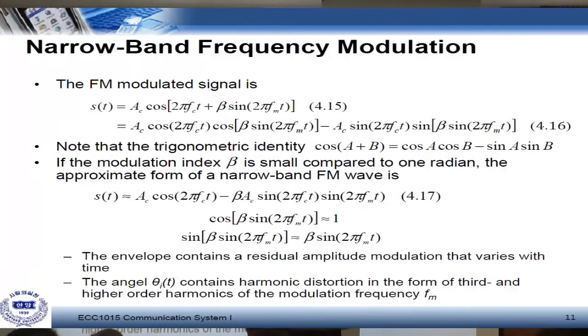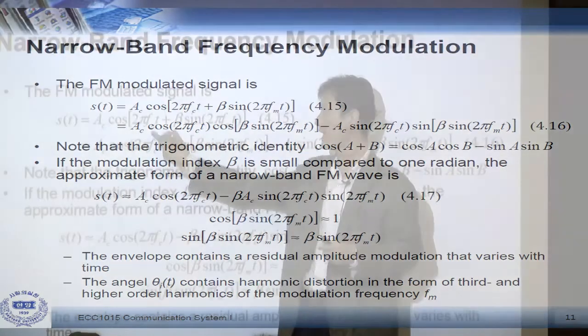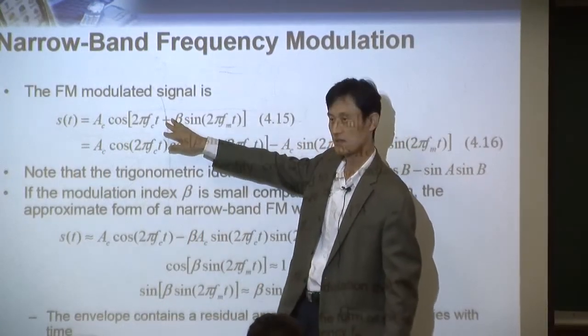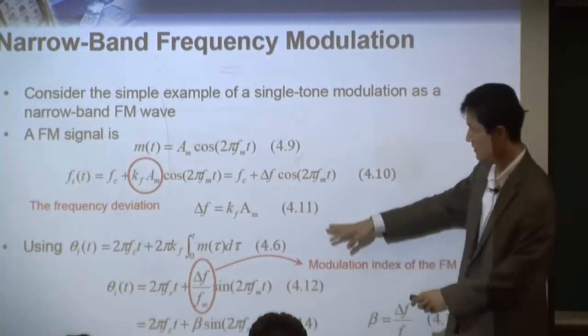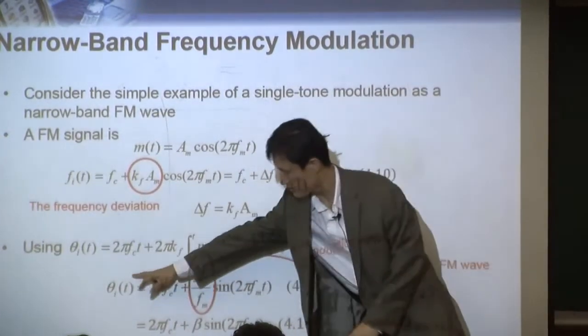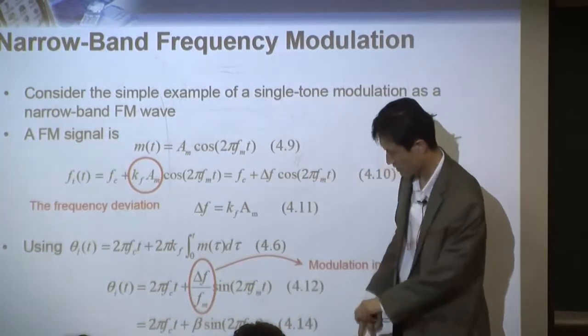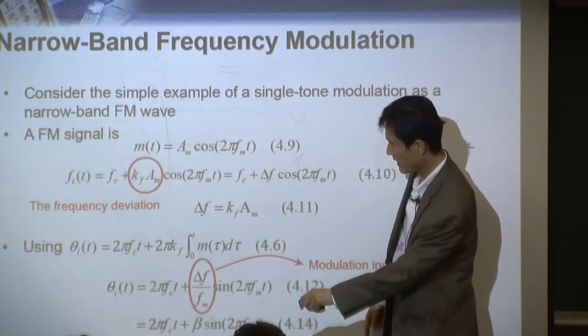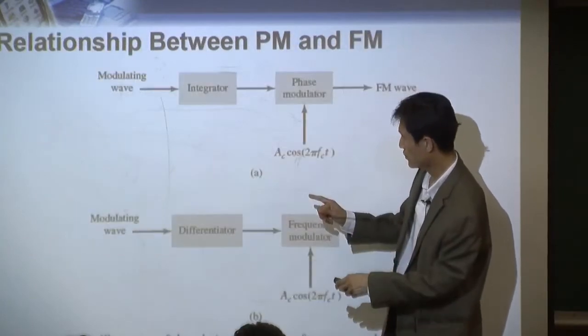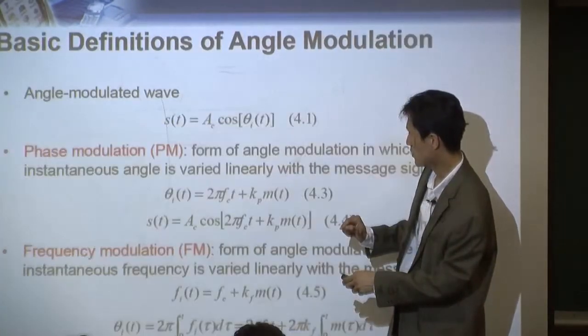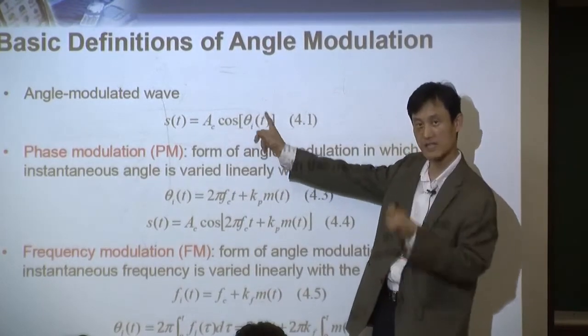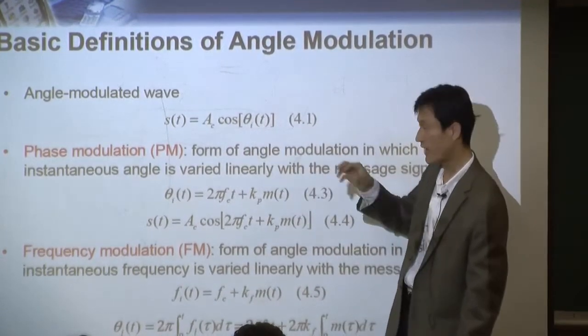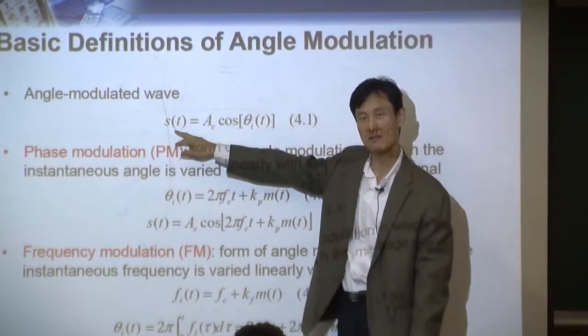Now we just got an angle. The angle we just looked at in the previous slide was 2 pi fct plus beta sine. That was the angle we just looked at. So let's put this angle into the original ST. Let's go back to the previous slide. What we discussed here is that we got this angle, and the angle looks like this. But this angle theta IT eventually should go to here, right? That's the angle. So we want to put that angle into here in order to get the ST.